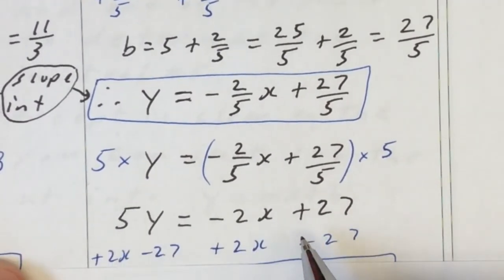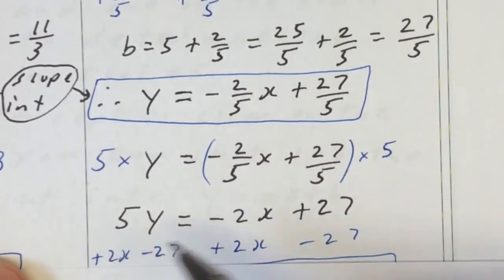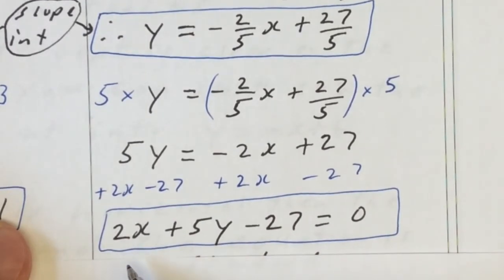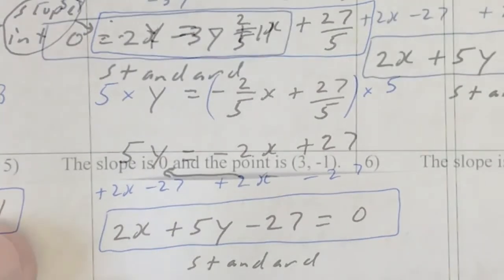I'm going to do a few steps in one here. I'm going to add 2x to the other side so that I don't have to multiply by negative 1, but it doesn't matter, you can do the other way. And then subtract 27 from both sides. When I do that, I get the standard form, 2x plus 5y minus 27 equals 0.